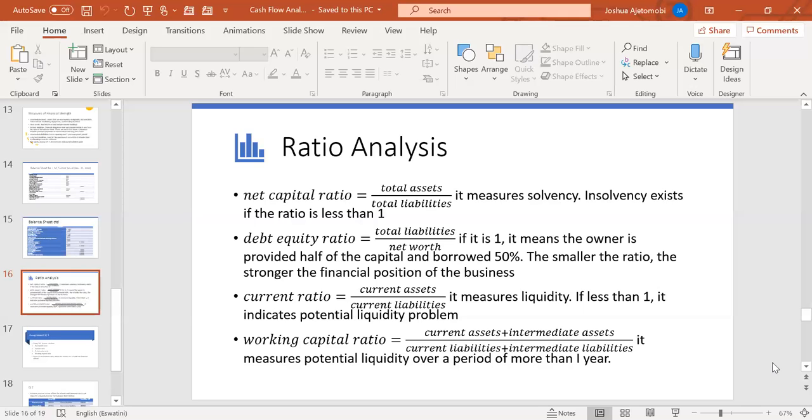Then we have working capital ratio, that is current asset plus intermediate asset over current liabilities plus intermediate liabilities. It also measures liquidity, but the difference between working capital ratio and current ratio is the time period. So the interpretations are the same.